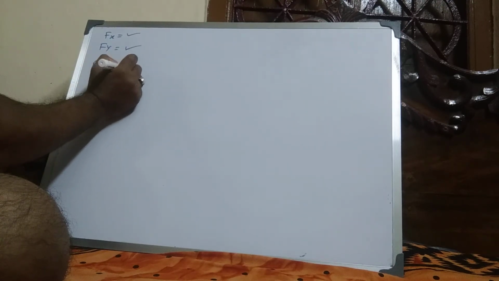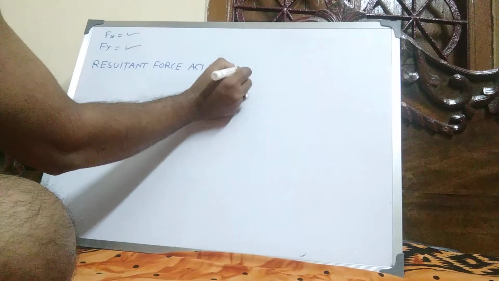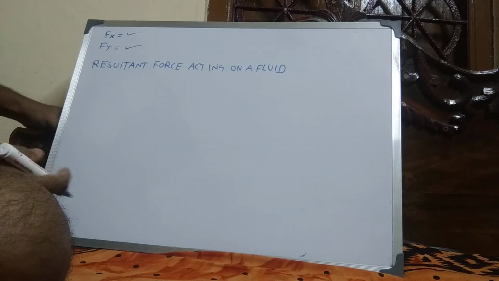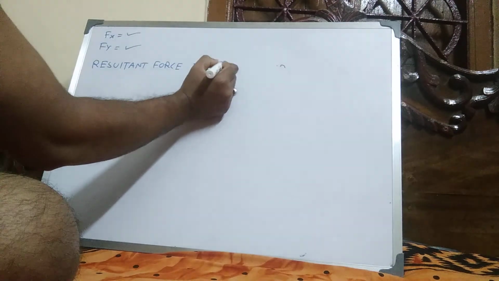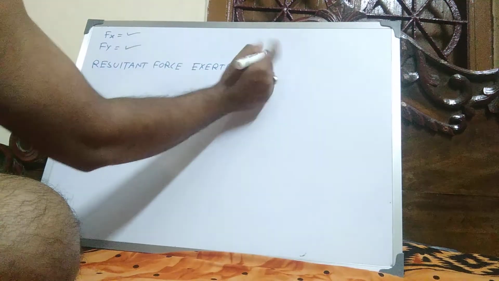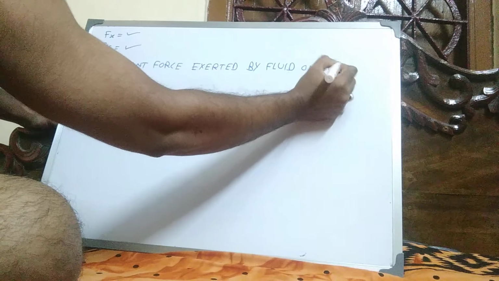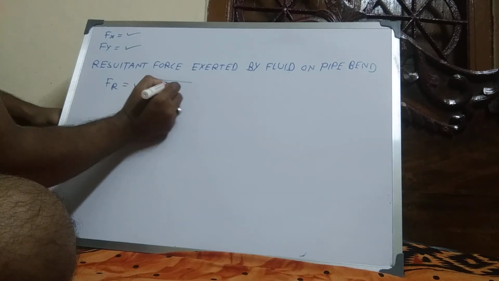After getting Fx and Fy, now resultant force acting on fluid, the net resulting force exerted by fluid on pipe bend, Fr equal to root over Fx square plus Fy square.